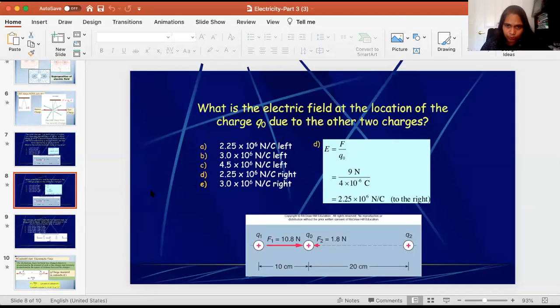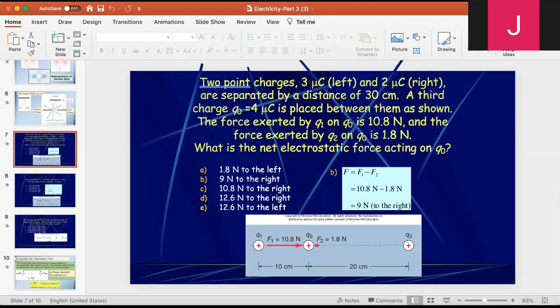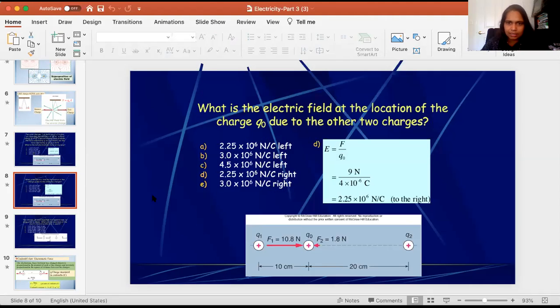You know the force, which is 9 Newton, and you know the charge Q naught, which is 4 microcoulombs. It's given in the first question there. Q naught is 4 microcoulombs. So you use 9 Newton and 4 microcoulombs to calculate the value. Go to slide 8. See the equation? E equals F over Q naught, right? Yes. The force is 9 Newton and Q naught is 4 microcoulombs.